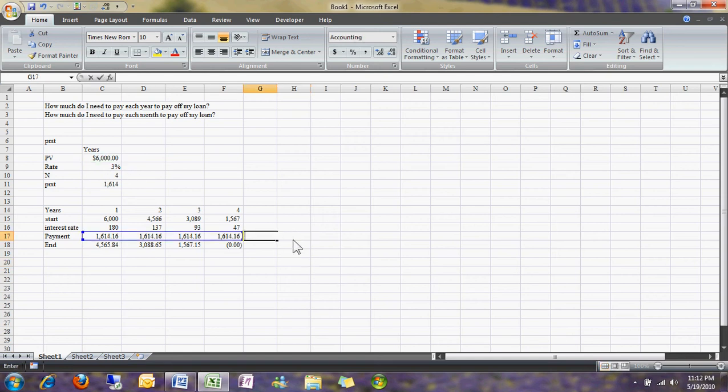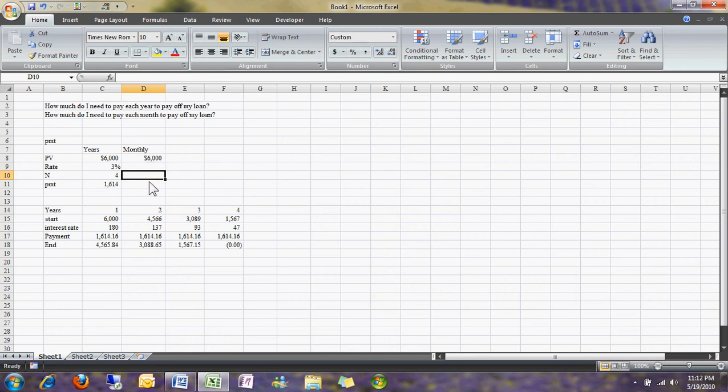Now let's say that we wanted to do this monthly, because you know what, paying every year is good, but most of us like to pay every month. We get our paycheck and we want to take a portion of that paycheck and put it aside to pay off the loan. So in order to do it monthly, we keep the loan the same. The loan is still $6,000, but we need to change the rate and the years.